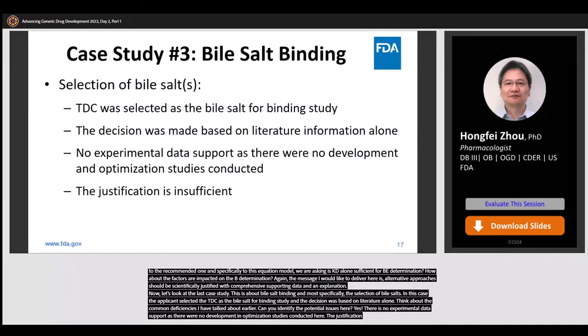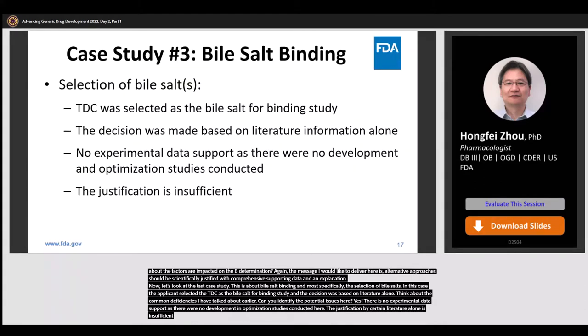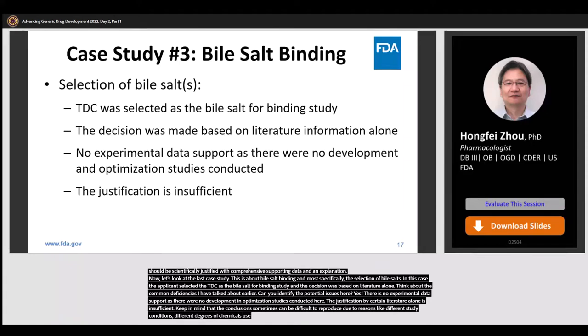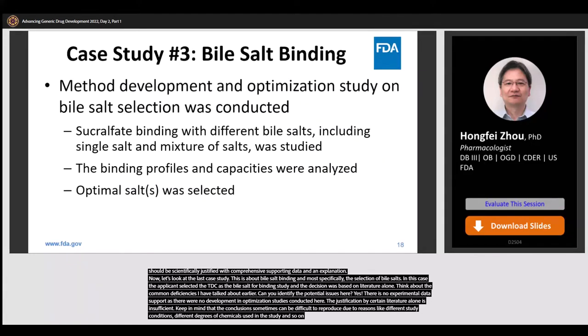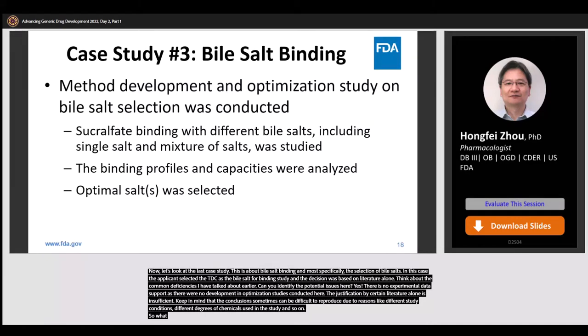Keep in mind that literature conclusions sometimes could be difficult to reproduce due to reasons like different study conditions, different grades of chemicals used in the study, and so on. So what should you do here? Right, conduct the method development and optimization study by yourself. You can compare sucralfate binding with different bile salts and analyze the binding profiles and capacities to select the optimal salt or salts for your own binding study.